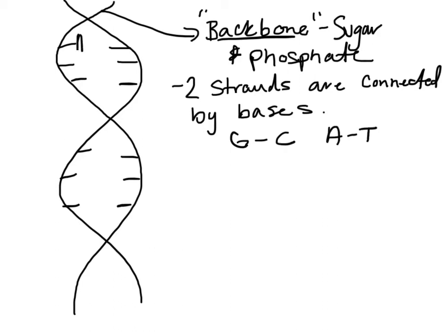Okay? So if I have A, what do I have on the other side? T. If I have a G, what do I have? C. If I have a C, what do I have? G. If I have a T, A. And if I have a C, G.